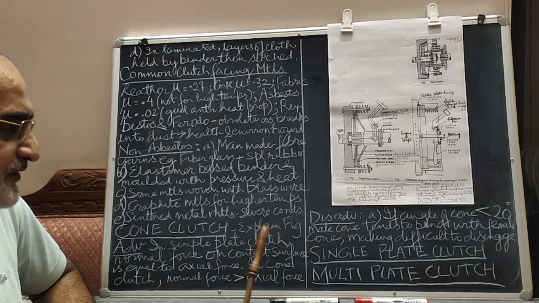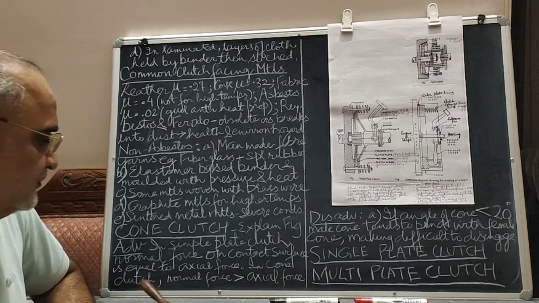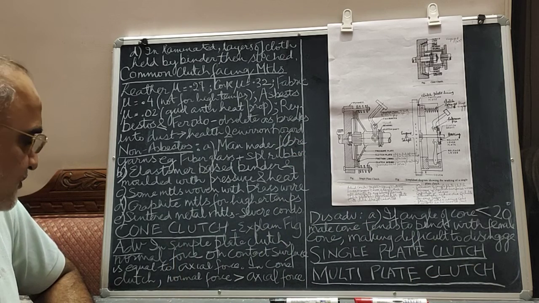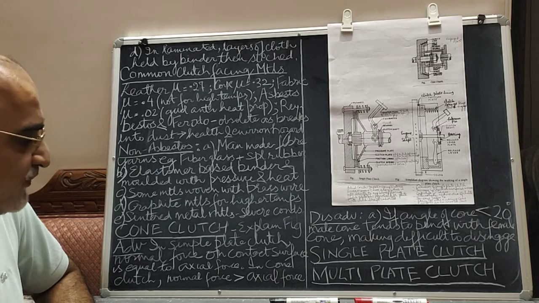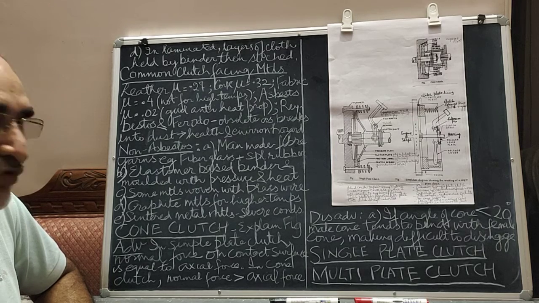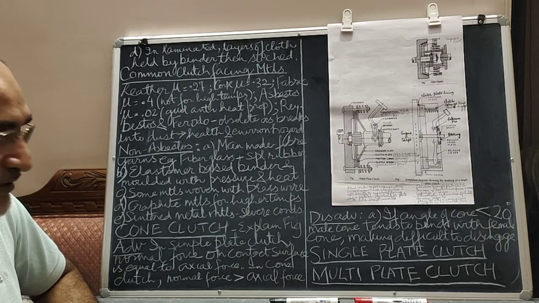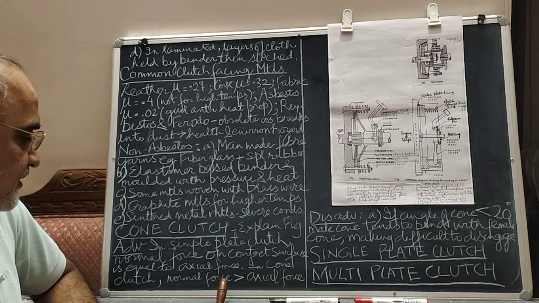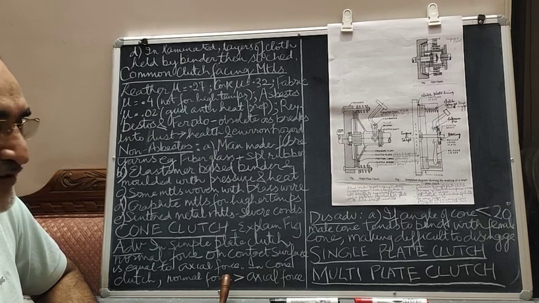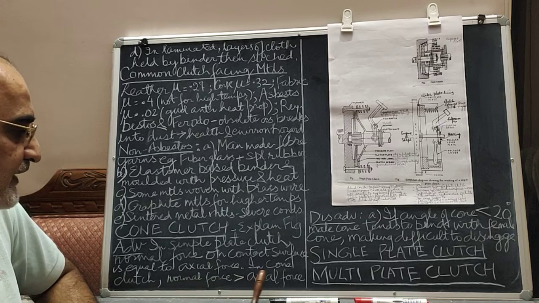In a simple plate clutch, which we will study here, the normal force on the contact surface when you press the clutch pedal is equal to the axial force. Axial force is the force which we apply mechanically.